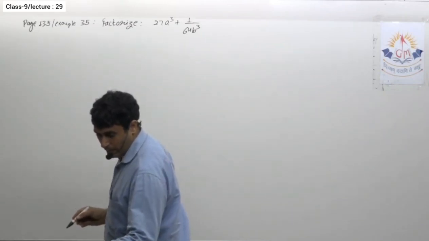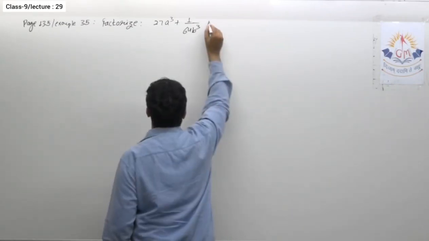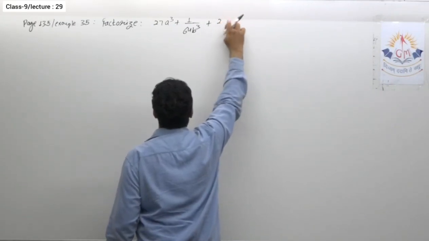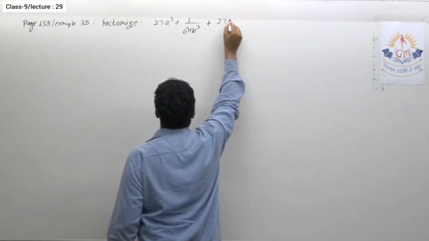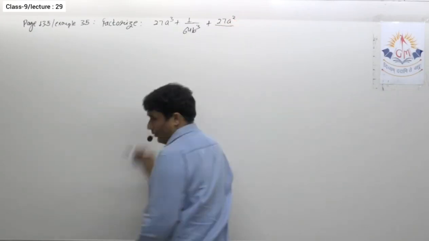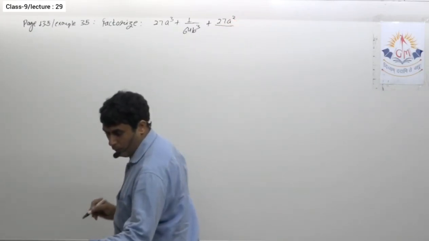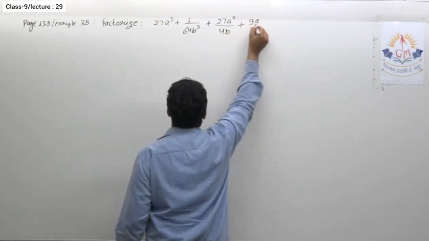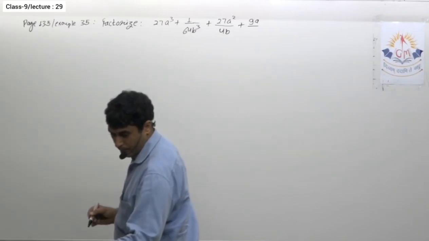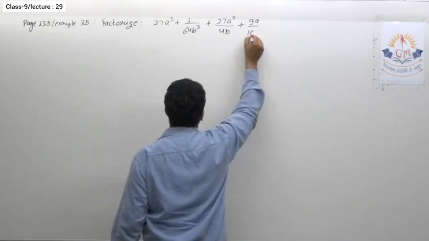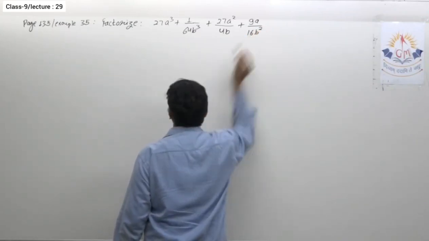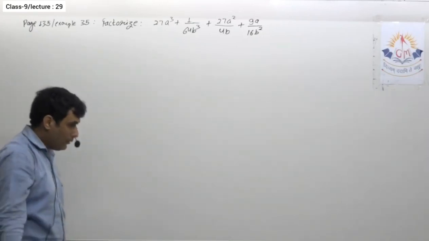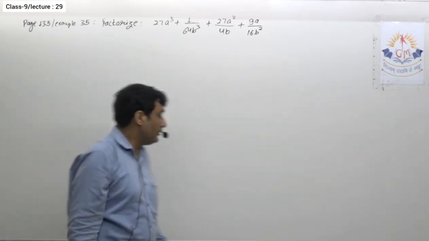plus 27a square upon 4b plus 9a upon 16b square. We have to find the factors of this expression. So how do we start to factorize this?